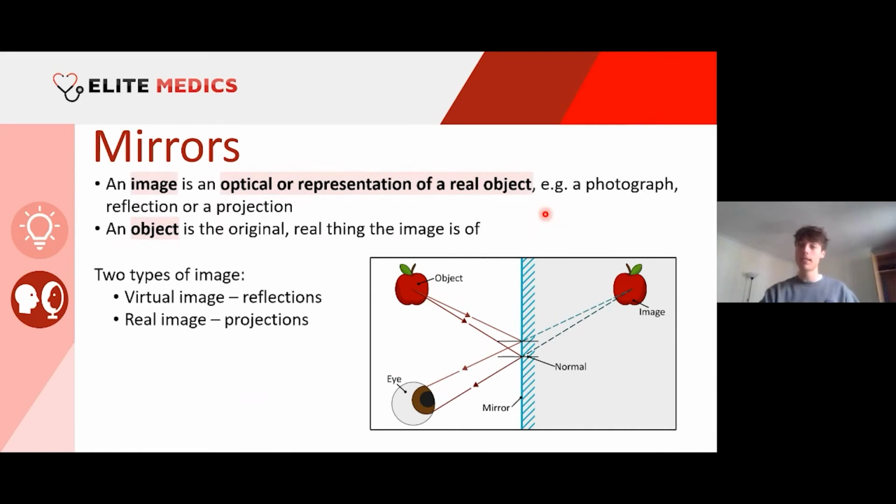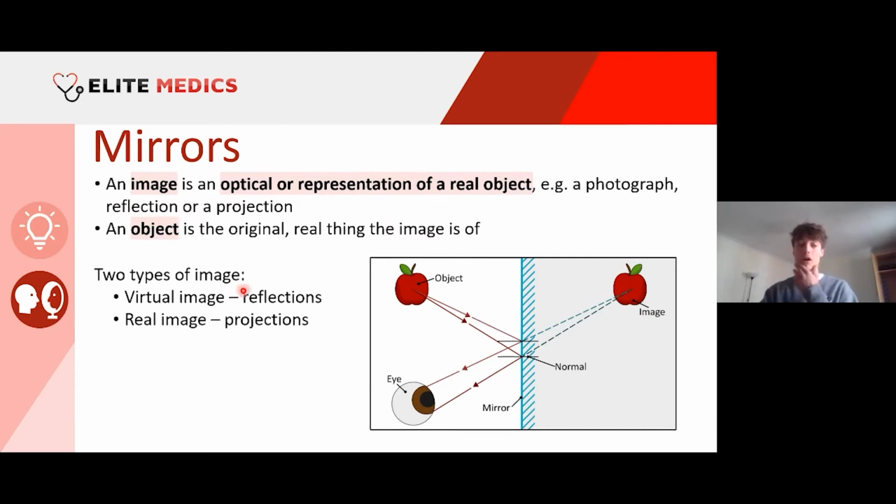So an image is basically an optical representation of a real object. For example, a photograph, a reflection, or a projection. An object is the original real thing the image is of. For example, here, the real object emits light on the mirror, which is reflected to our eye, and it looks like the light is coming from behind the mirror, from the image. It's basically a reflection in this case.